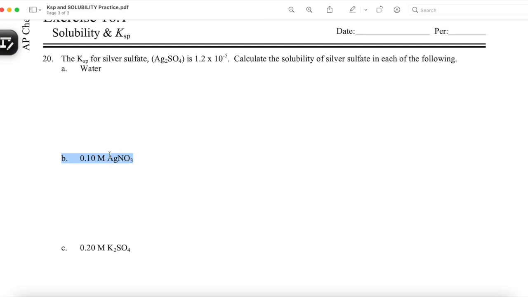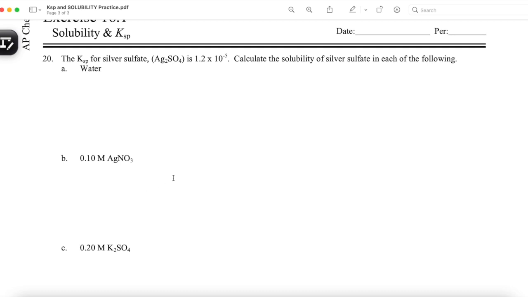I already have some product, and I'm going to consume some of my Ag and SO4, my bad, to go back into my reactants. So that does affect your Ksp because your equilibrium was shifted with the presence of this. Now, how does that look using ICE?